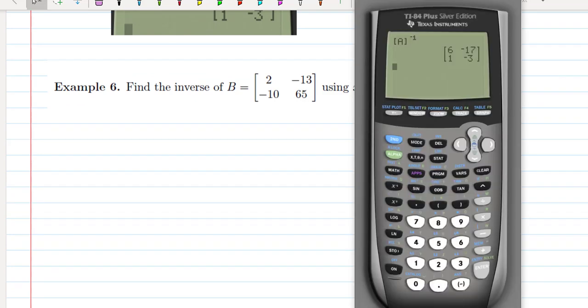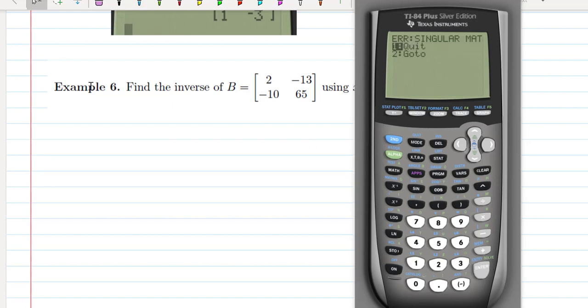Okay, sounds easy enough. So I grab my calculator, I go into my matrix menu, I go over to edit, and I'm going to edit matrix B this time, because I want to keep matrix A in there. That's why I'm not using A again. And then I'm going to go 2, negative 13, negative 10, and 65. And that gives me my matrix. I go second quit, second matrix. I'm going to select matrix B this time, and I press my X inverse key.